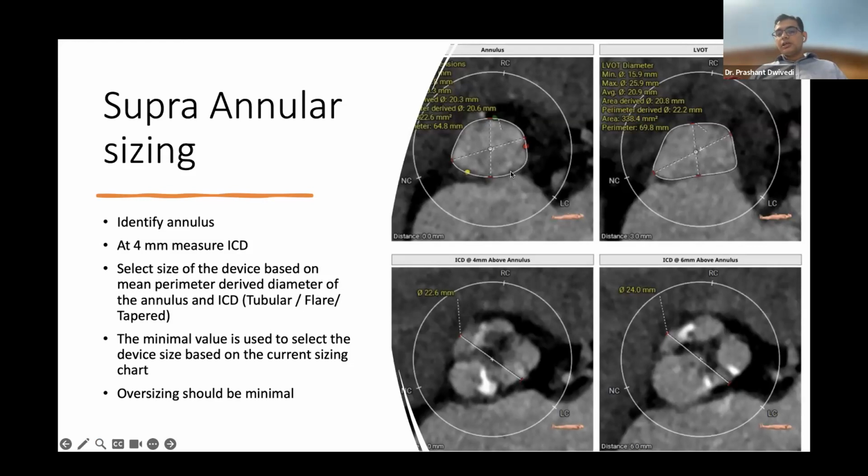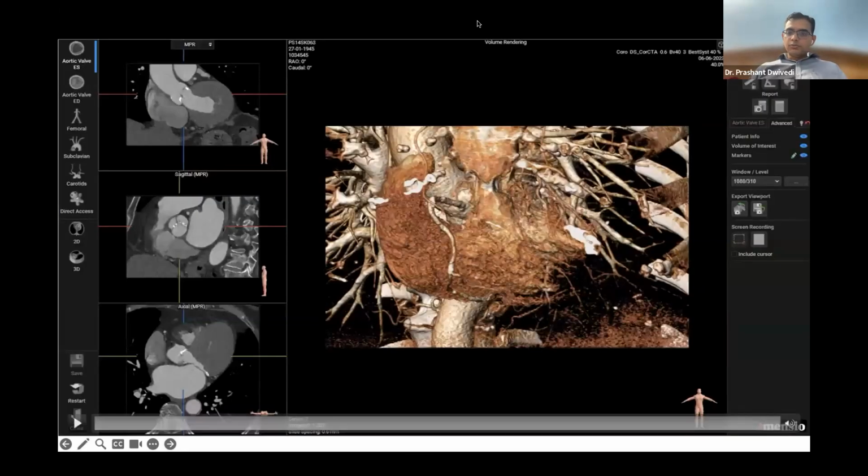The reason is that here I am getting a smaller diameter and here a larger diameter. I don't want to oversize my valve because there might be a risk of rupture in the bicuspid aortic valve. So that's why I will go with the annular sizing. That's how we need to decide. This is a screenshot of how to do the three-dimensional analysis, and this is just a summary of everything we do.